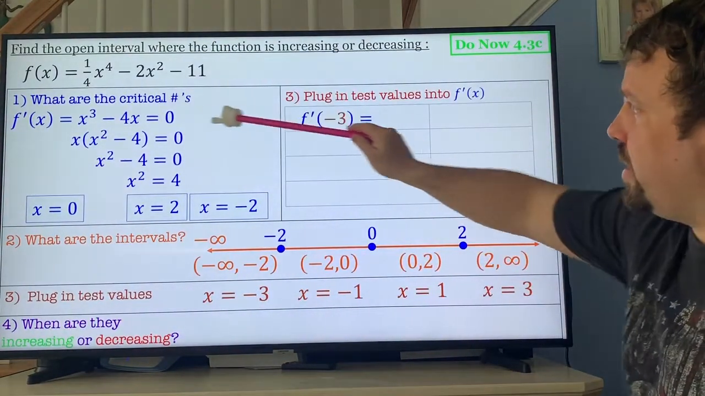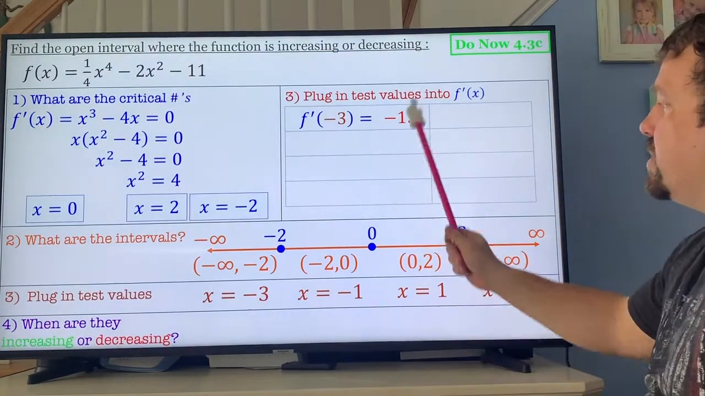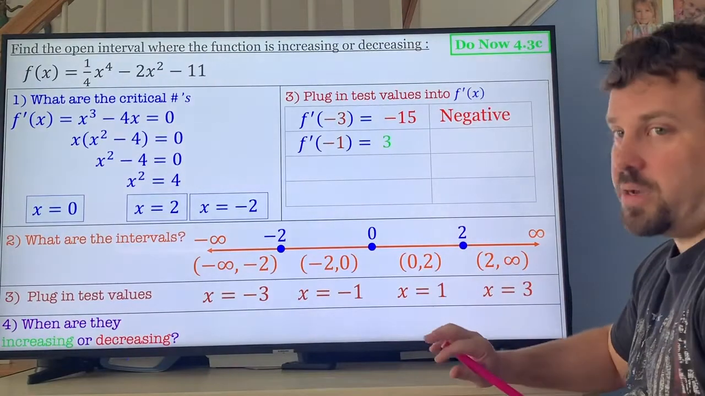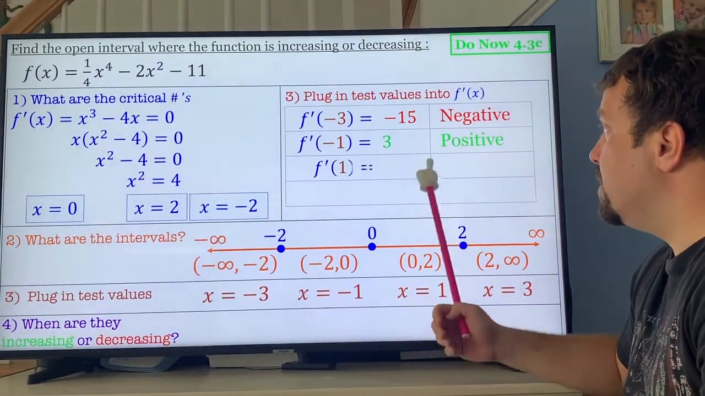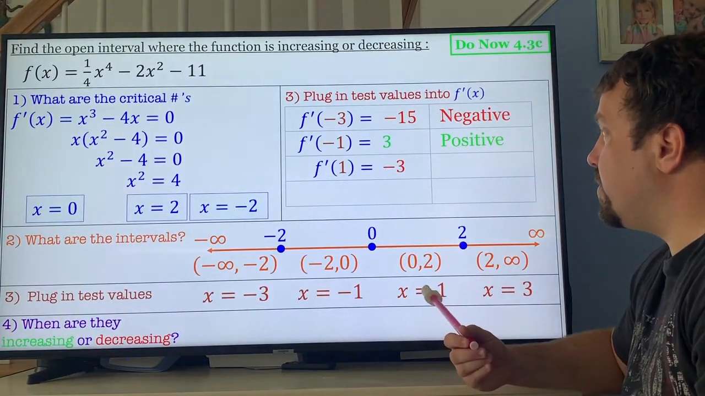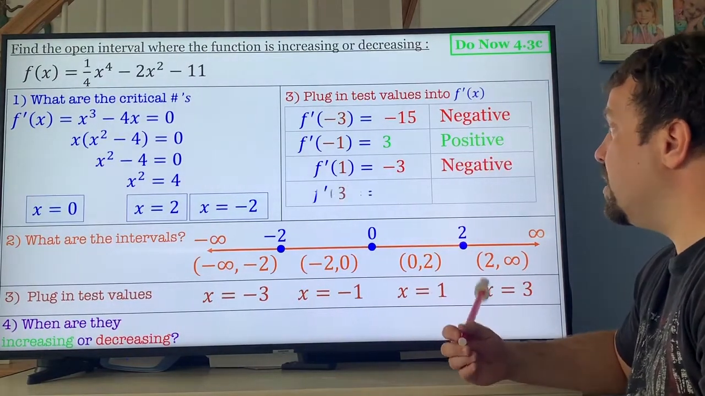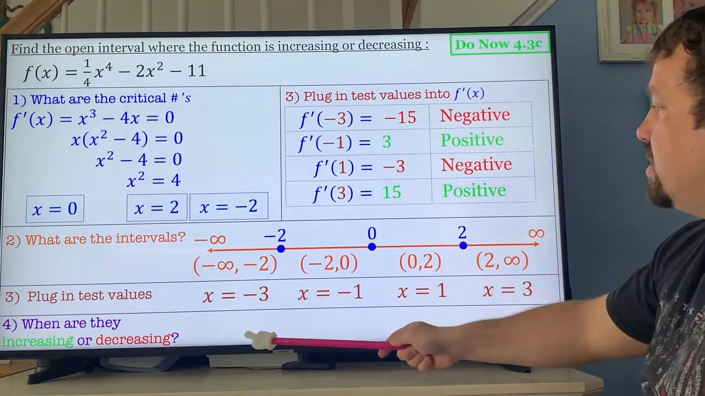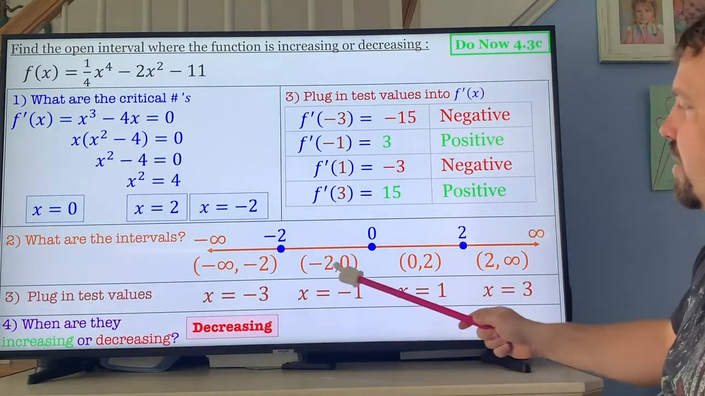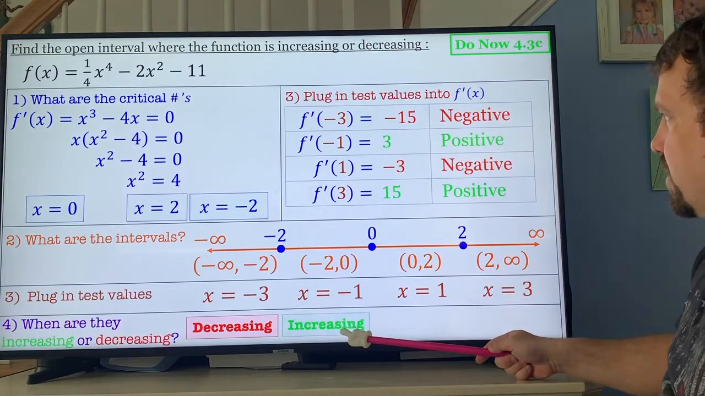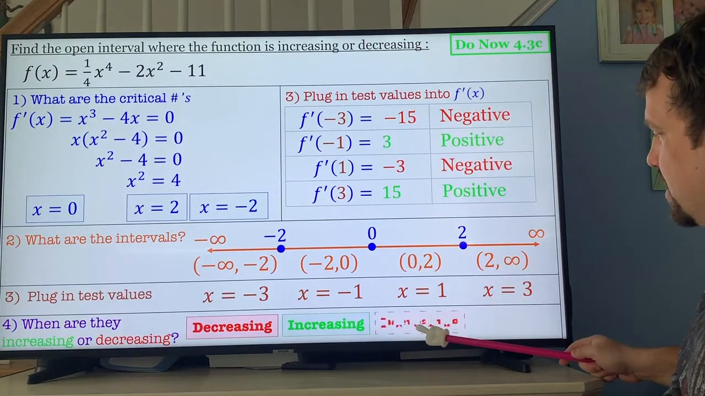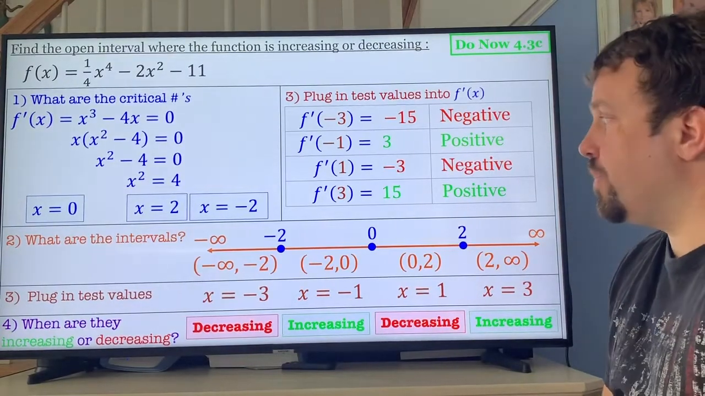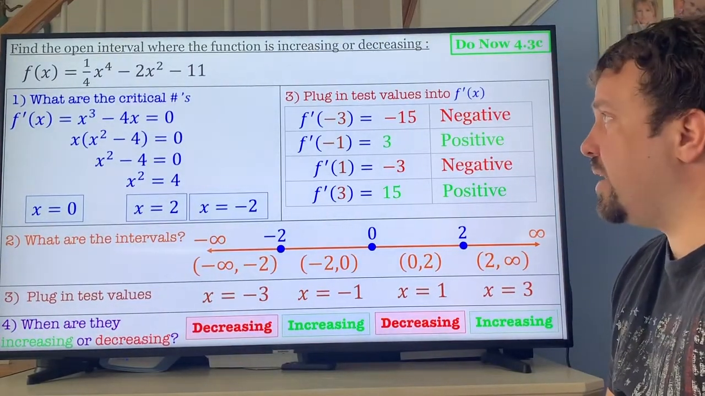Negative 3 to the third power minus 4 times negative 3 is negative 15, which is a negative number. Negative 1, plug in there. Guess what? You get positive 3, which is positive. When you plug 1 in there, you get negative 3, which is negative. And when you plug 3 in there, you get 15, which is positive. So negative means decreasing, and positive means increasing. And that's what you should have got. Hopefully you're doing very well at this, and it isn't that difficult.